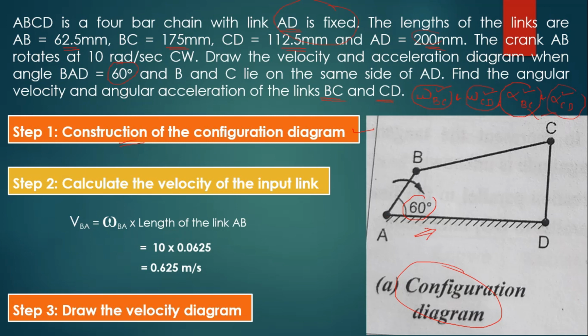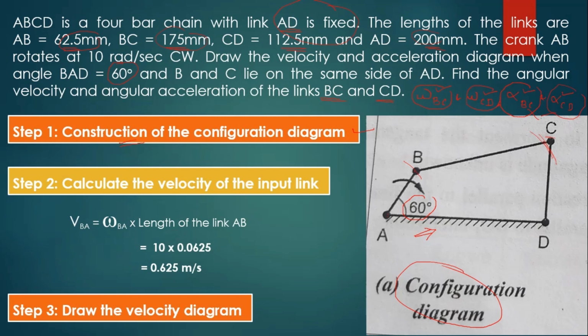AB is equal to 62.5 mm. Take a compass, measure 62.5 mm, take A as the center point and cut the arc. Then we get B. Now, we have to find C. BC is equal to 175 mm. So, take a compass and measure 175 mm, take B as the center point and cut the arc. Still we have to find the point C.